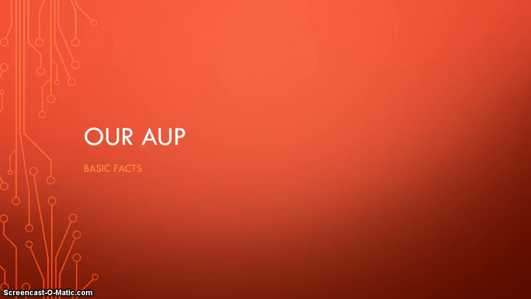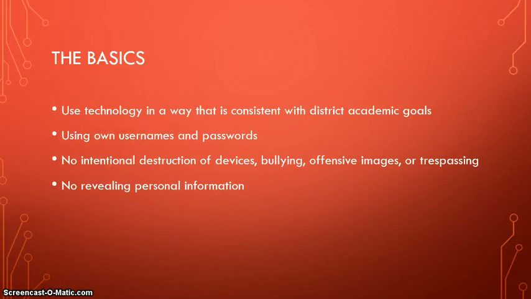Our AUP calls for teachers and students to use technology in a certain way. The basics include using technology in a way that's consistent with district academic goals, using own usernames and passwords, not intentionally destroying devices, no bullying online, no offensive images, no trespassing, and no revealing personal information. The goal is for students to be safe.